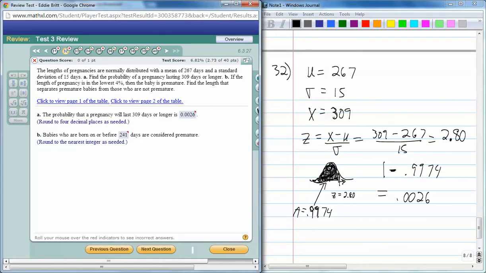So what does that actually mean? That means the probability that a pregnancy will last more than 309 days is 0.0026. That's the same thing as 26 out of 10,000, or you can think of it like 0.26%. Okay? Part B says, if the length of pregnancy is in the lowest 4%, then the baby is premature.